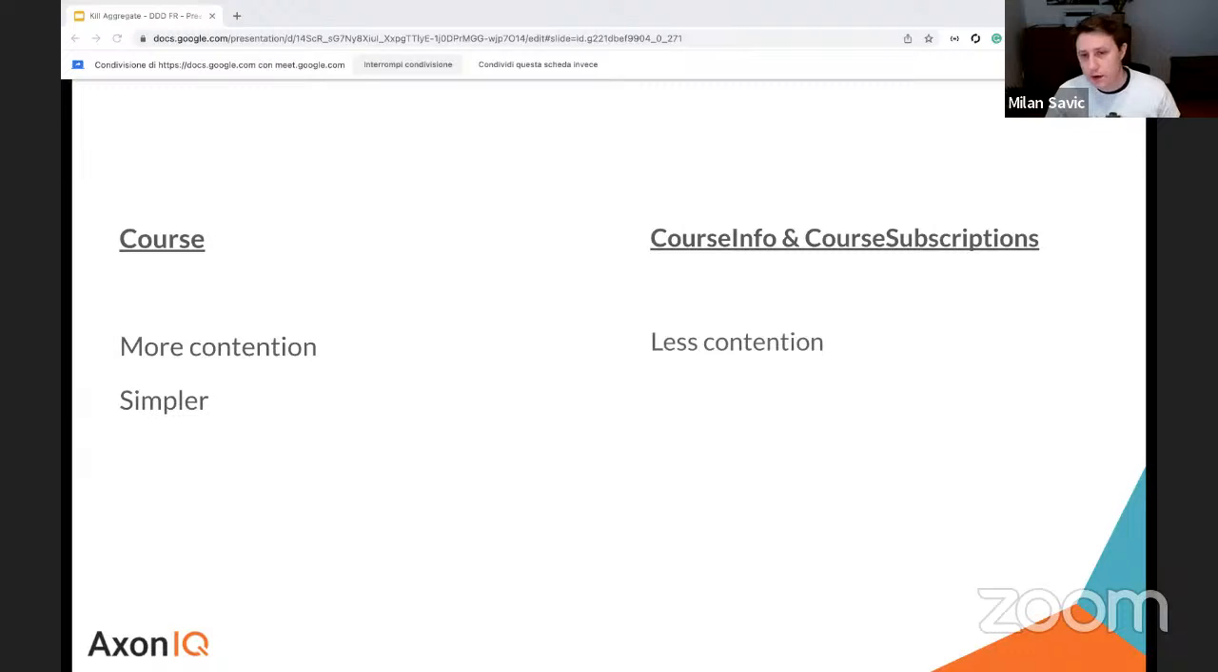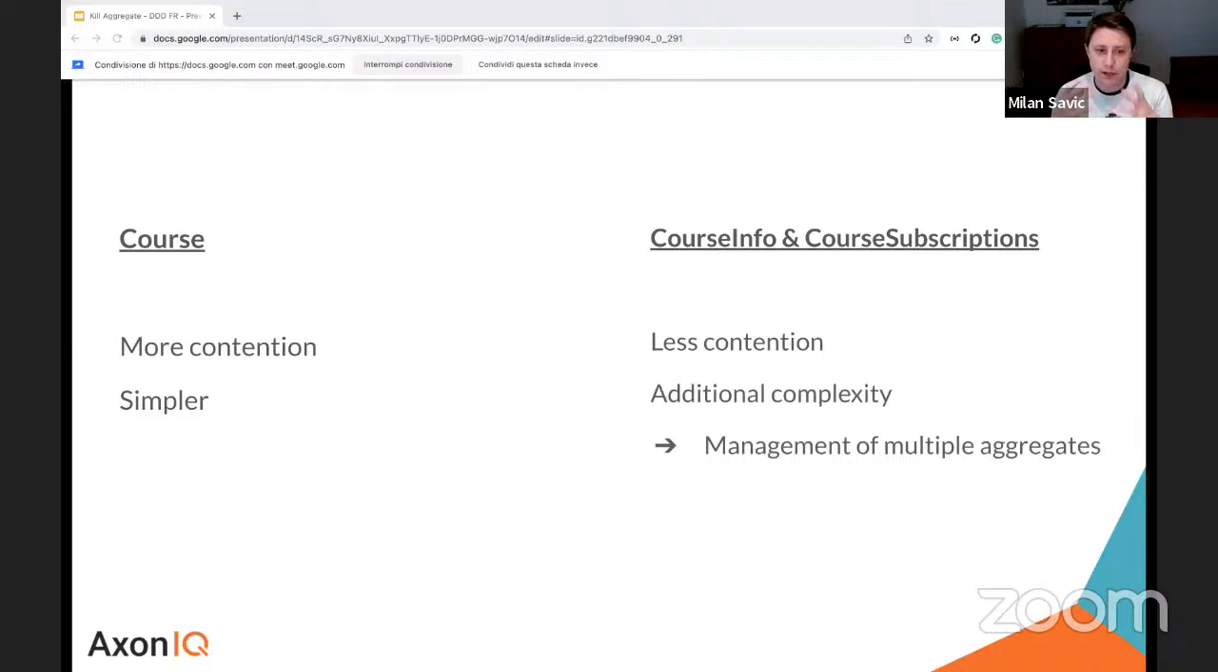With the two aggregate approach, we have less contention. Why is that? Because we need to load only, let's say in this case, necessary data to meet our business requirements. However, we are adding more complexity because now our business rules involve several aggregates. There are connections, there are dependencies between those aggregates, and we need to take care of managing those dependencies.